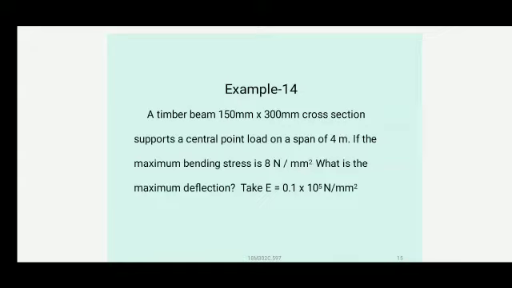Next problem. A timber beam 150 mm into 300 mm cross section supports a central point load on a span of 4 meters. If the maximum bending stress is 8 Newton per mm square, what is the maximum deflection? Take capital E is equal to 0.1 into 10 to the power of 5 Newton per mm square.